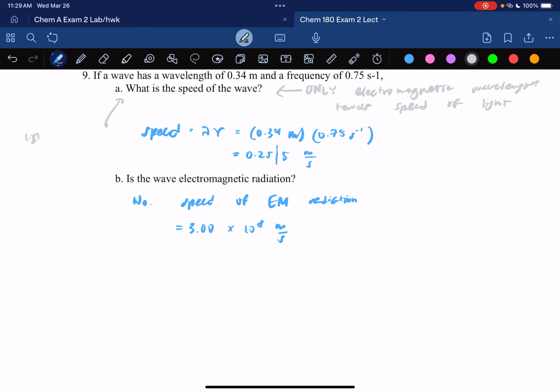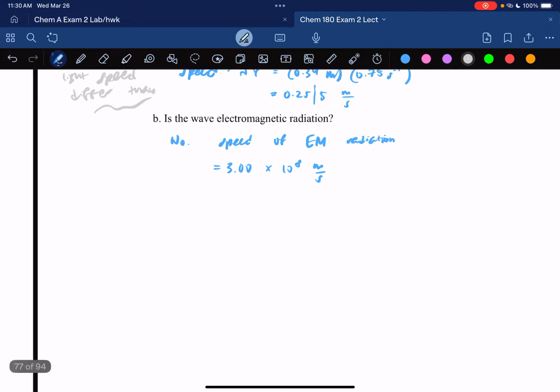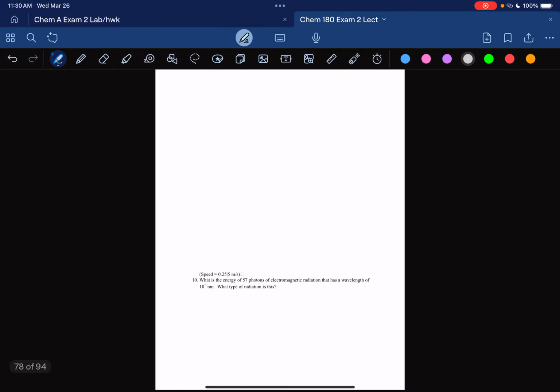Number 4, what is the energy of electromagnetic radiation having a wavelength of 10 to the 9? What type of radiation is this? Actually, I need to move on first, I don't think I introduced this yet. So let's go back to color.